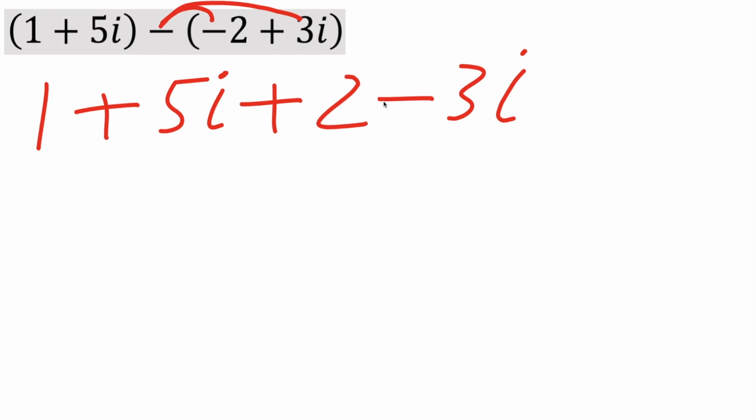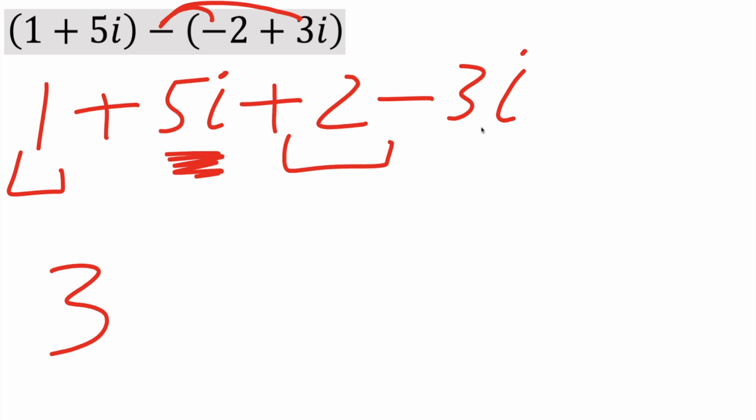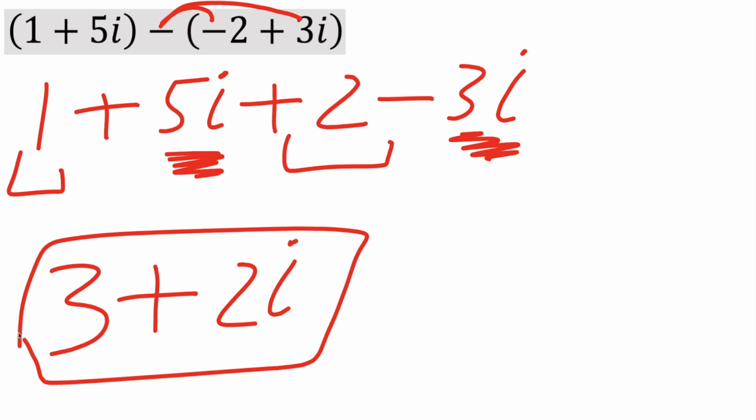And now we're going to combine like terms. So 1 with 2, 1 plus 2 is 3. 5i minus 3i, 5 minus 3 is positive 2. So positive 2i. And so now we can box in this answer. And that's all we need to do to subtract complex numbers.